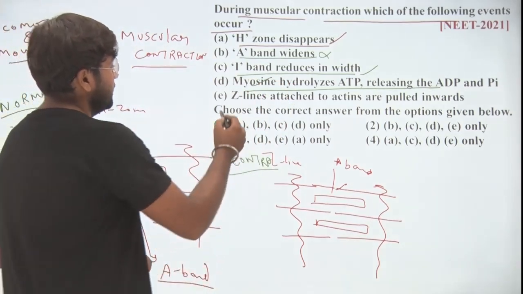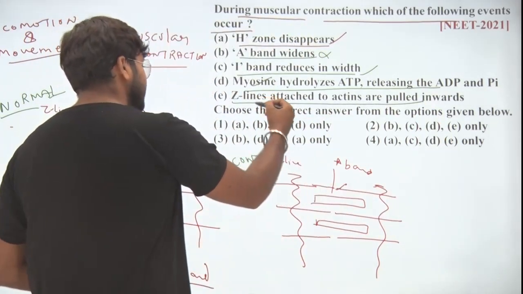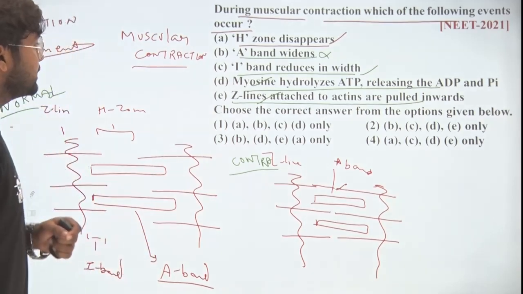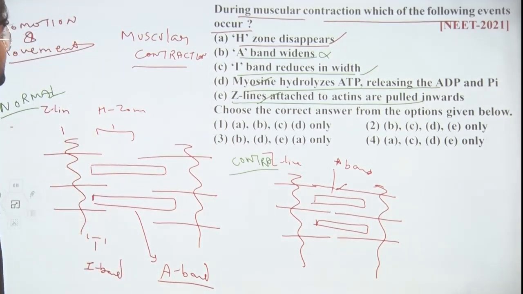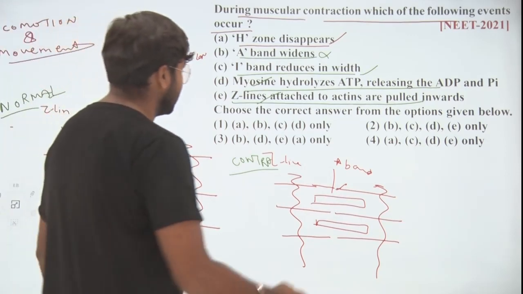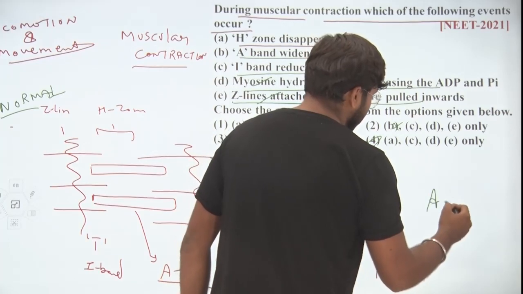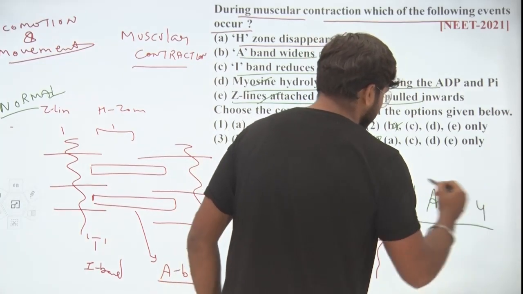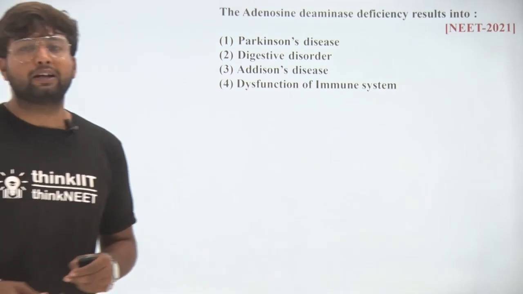The fifth option, Z line attached to the actin are pulled inward. It is also correct. So options A, C, D, E are correct, not B, not B, not B. So the correct answer for your question goes to the fourth one. Clear? Copy that question. Okay, students, let's have a look toward the next question.